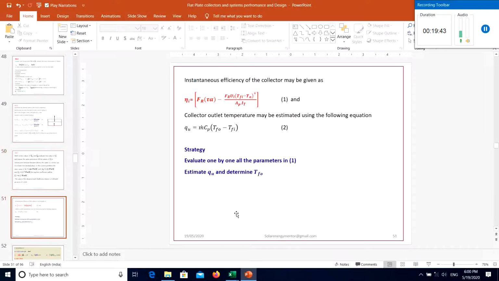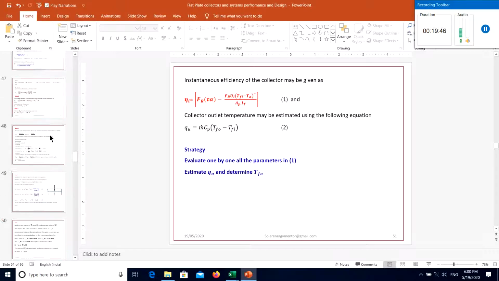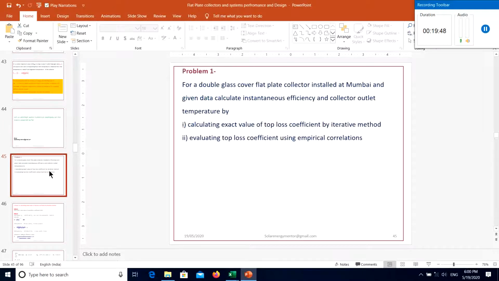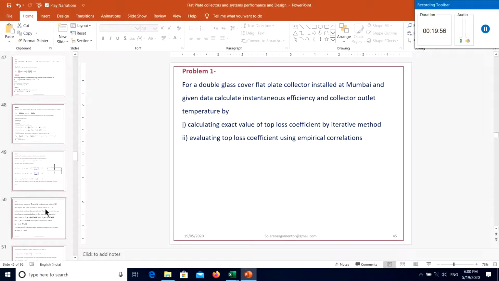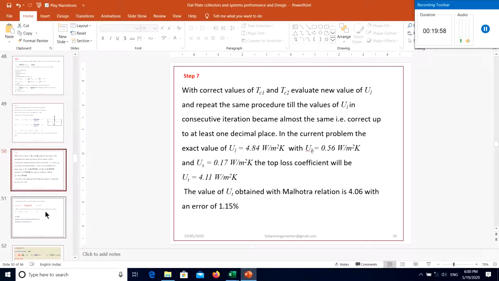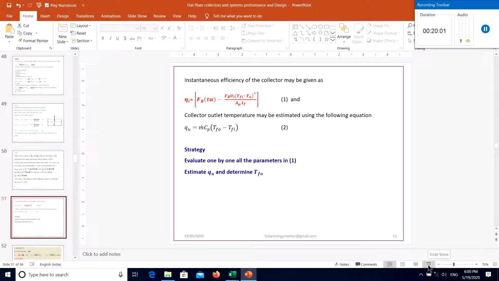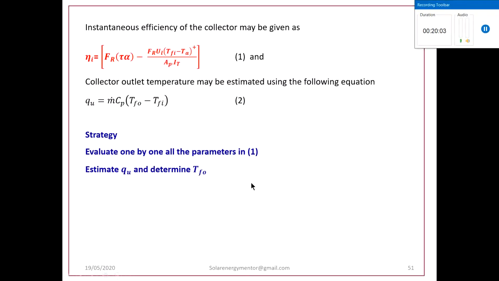So in the next part, we will calculate the top loss coefficient and then go for instantaneous efficiency and other values, because there will not be much difference. The instantaneous efficiency value can be calculated using this expression. In this expression, FR tau alpha is already known to us, FRUL is already known to us, TFI is already known to us, APIT we can calculate.